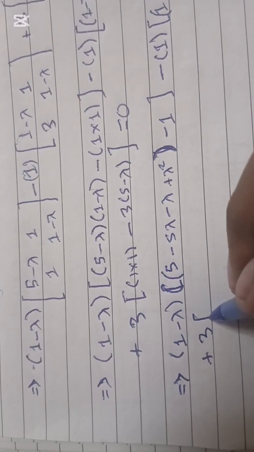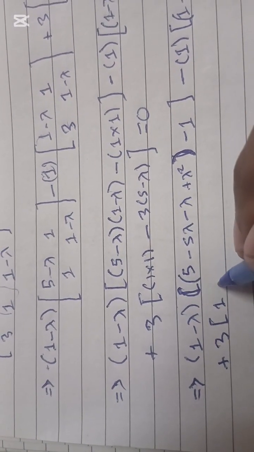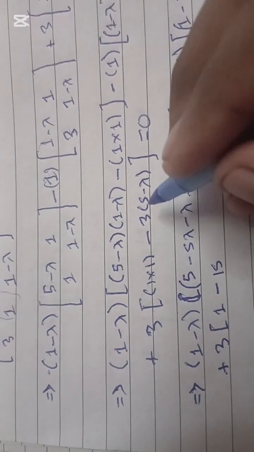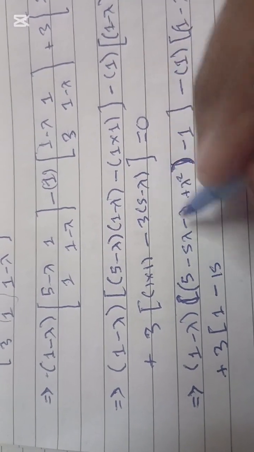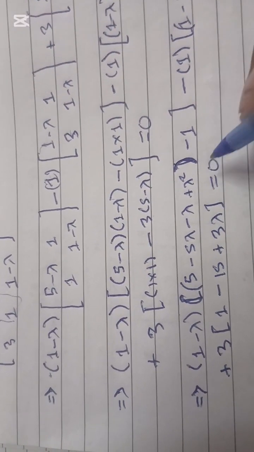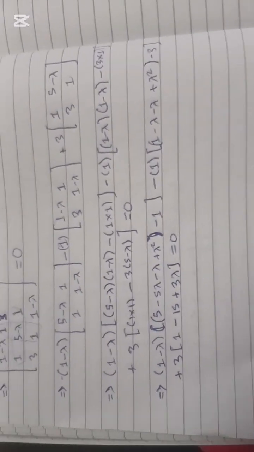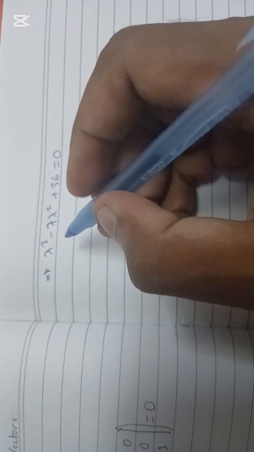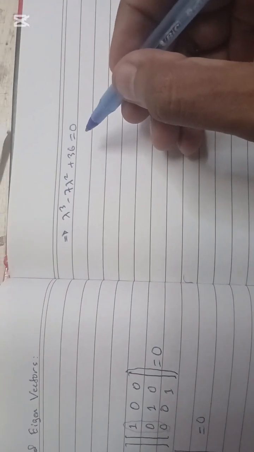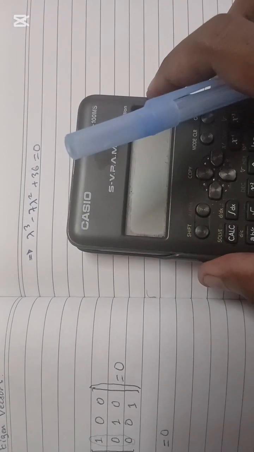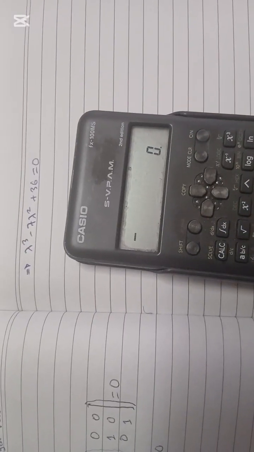3 times 1 times 1 is 1, minus 3 times 5 is minus 15, and minus 3 times minus lambda is plus 3 lambda, equals 0. After working it out, our final equation is this one. We're going to use this equation to come up with our eigenvalues. Let's punch this equation into the calculator and get our unknown values.